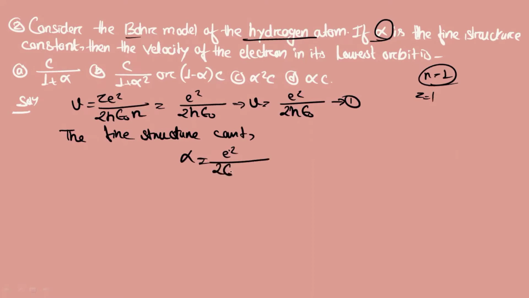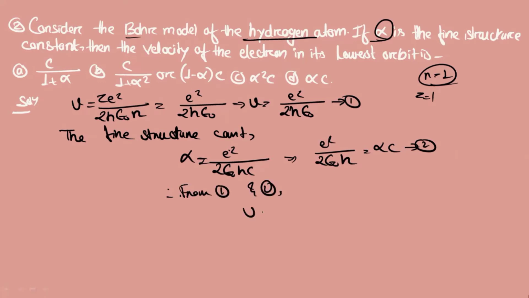It is equal to E squared by 2 epsilon naught AC. So from here, if you write E squared by 2 epsilon naught H, it will be equal to alpha C. I'm taking this to be equation 2. So from 1 and 2, finally, you can write V is equal to alpha C. So the correct option is option C. That is, the velocity in its lowest orbit is equal to alpha C.